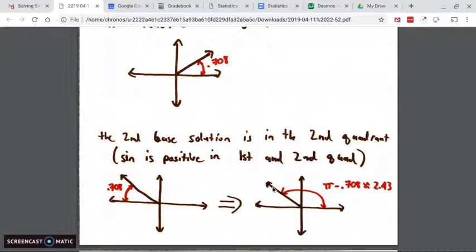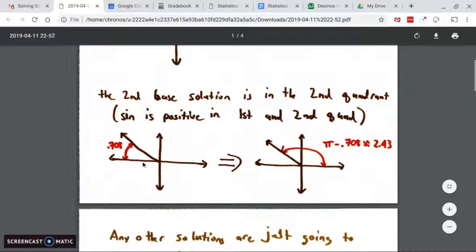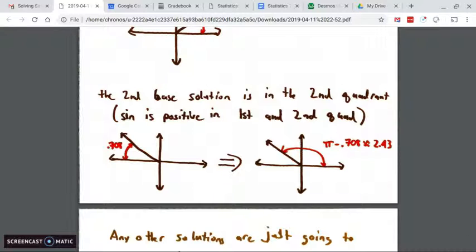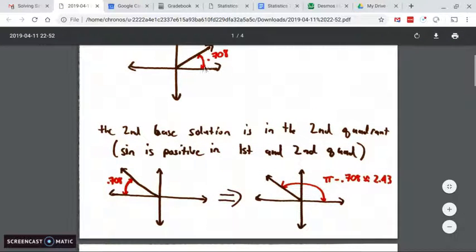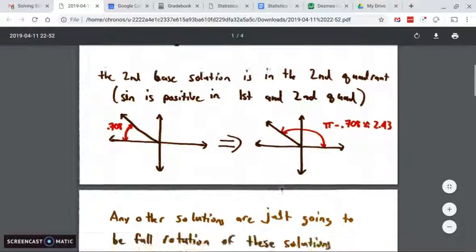And all I do to do that is I take pi, which is the 180 degrees, right? And I subtract this reference angle, and that gives me 2.43. So if I rotate 2.43 here, I'm going to get another angle that if I take sine of it, I'm going to get 0.65. Okay, so I've got two. I've got this one, 0.708, that's the first quadrant solution. The second quadrant solution is 2.43.